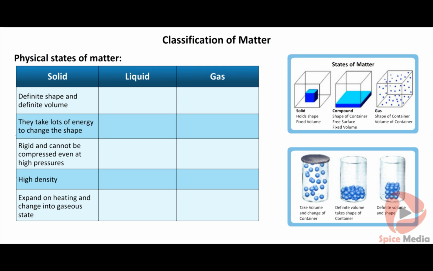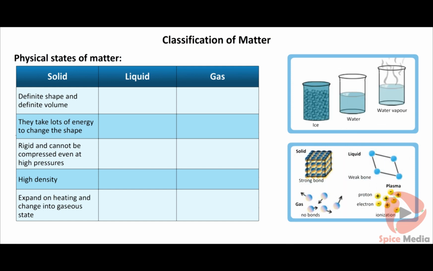Solids have a definite shape and a definite volume. They take a lot of energy to change the shape. They are rigid and not compressed appreciably even at high pressures. They usually have high densities and expand only very slightly when heated. In a solid, the molecules are held tightly together in definite arrangements.